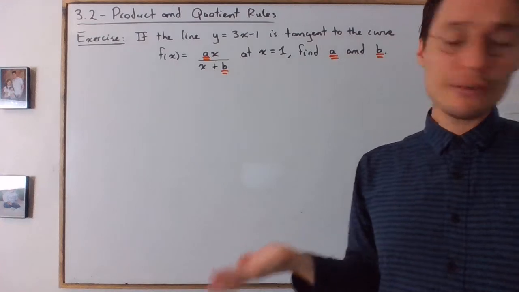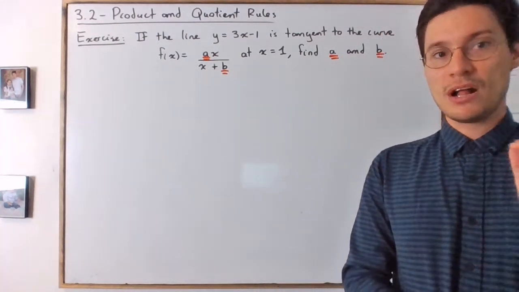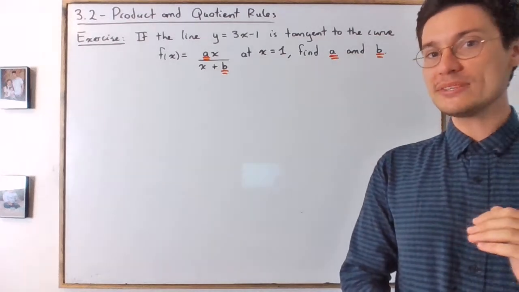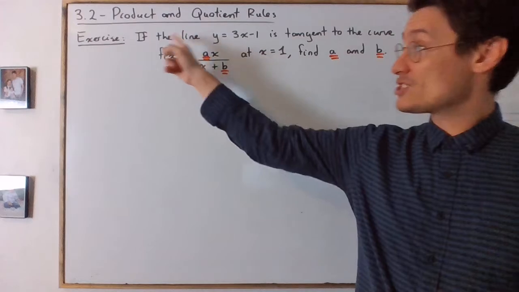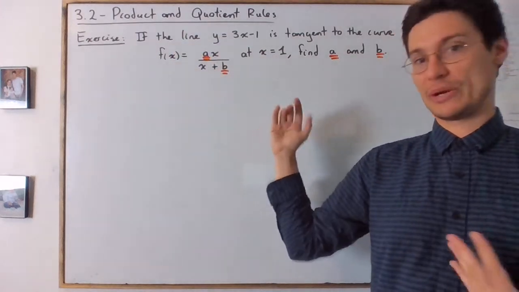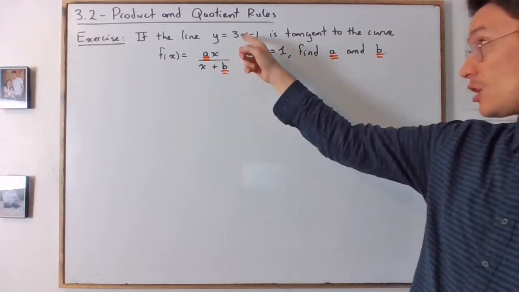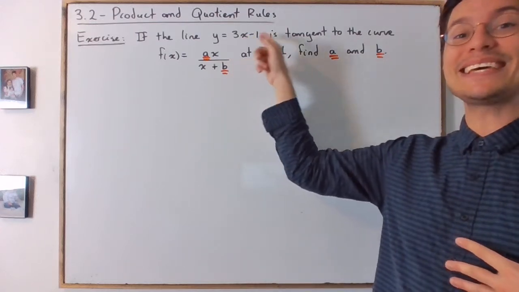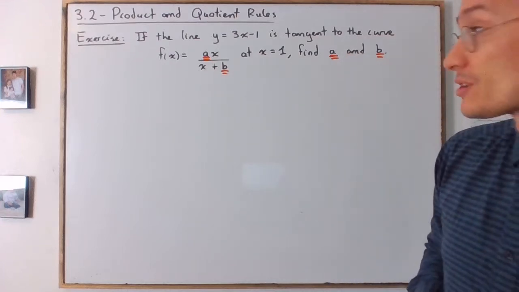So how do we do this? We're going to use two arguments. The first argument is that the slope of the tangent line at x, the derivative of f of x, must be equal to 3, which is the slope of this line, because this line is tangent to the curve. So that's the first argument.